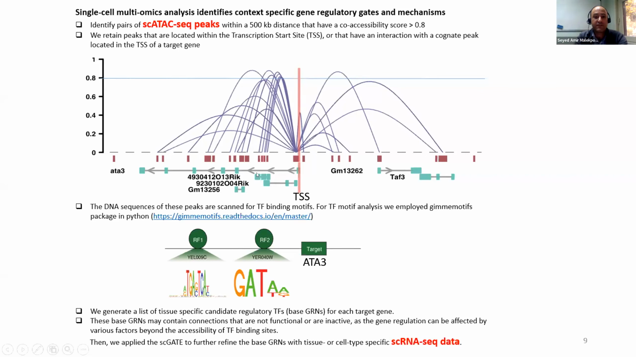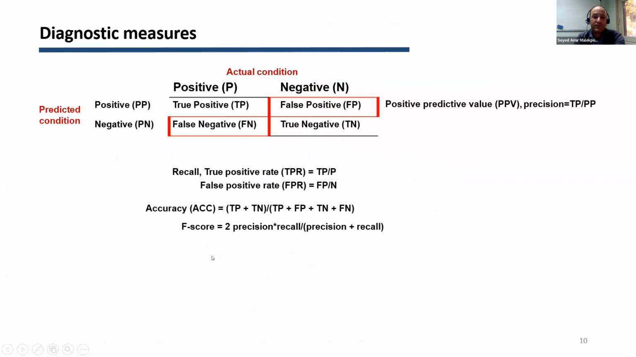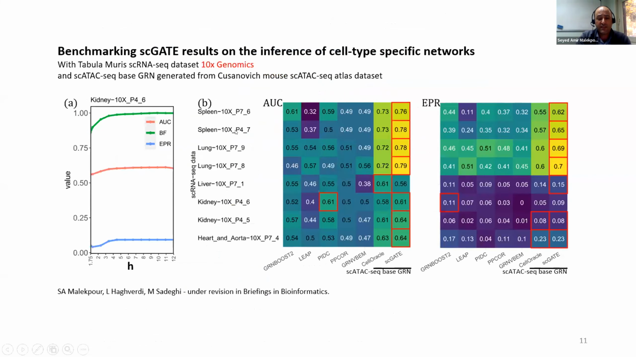Okay, so we use this co-accessibility to find enhancer regions, and in enhancers we found some transcription factor binding sites, and we use our model to predict the network using single cell RNA-seq data. We have used 5 mouse tissues using single cell ATAC-seq. We found some candidate TF list, and using single cell RNA-seq, we further refine the candidate list and infer the network. So here you see the accuracy of our model compared to the other ones, which seems to be superior to the other algorithms.